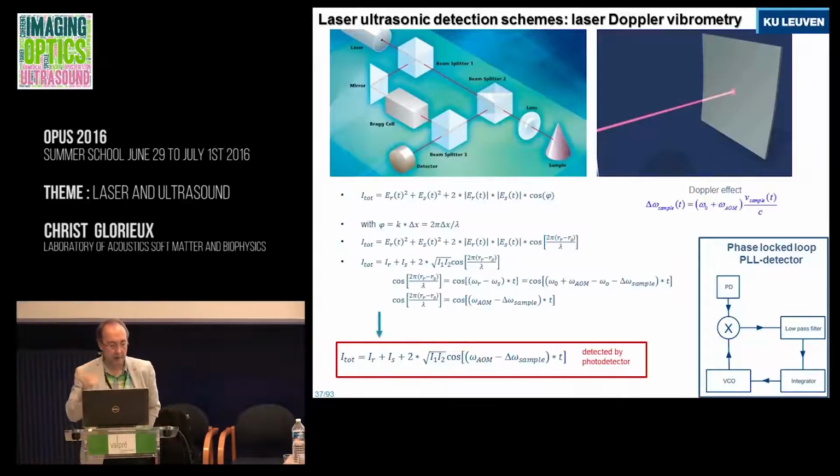If you want to distinguish, you add the acousto-optic modulator frequency, for example 40 megahertz. Then if the sample moves forward, you will go from 40 to 41. If the sample moves backward, you go from 40 to 39. And so you can measure around that, and you can distinguish between positive and negative frequencies. So you can distinguish between the sample going forward or backward, which is useful.